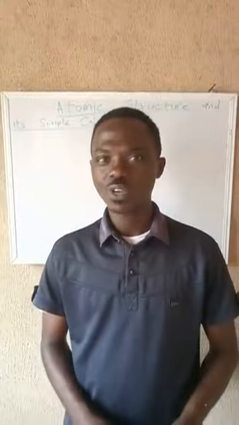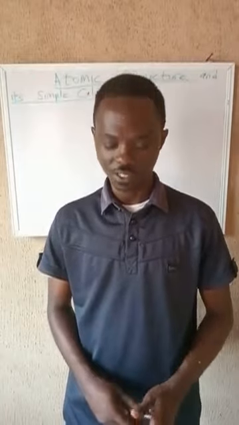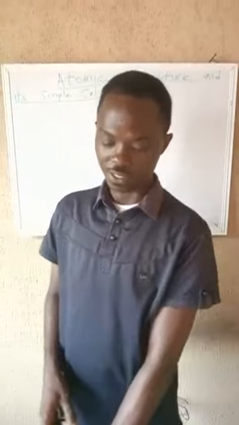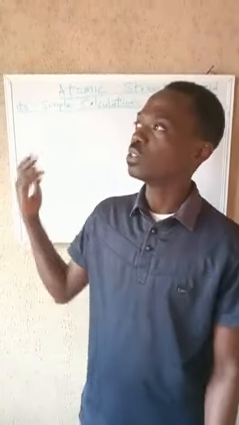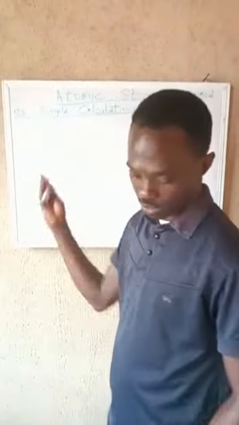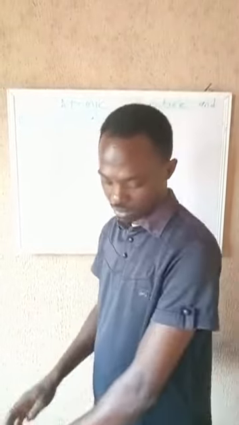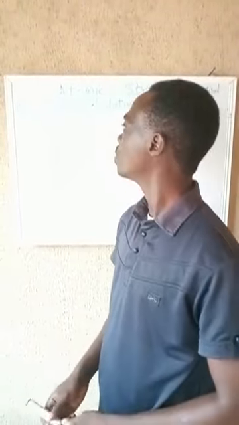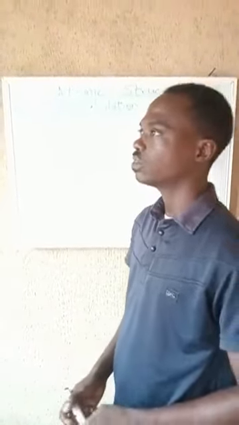In our previous lesson, we discussed the particulate nature of matter and Dalton's atomic theory and its modification. And I told you in our last class that we are going to be looking at some simple calculations under atomic structure. Let's begin today's work. Atomic structure. What do we mean by atomic structure?